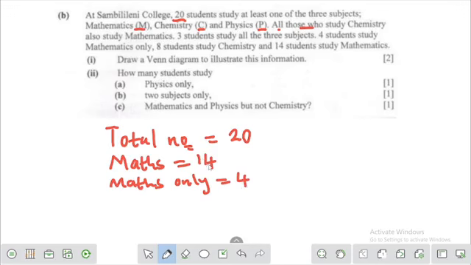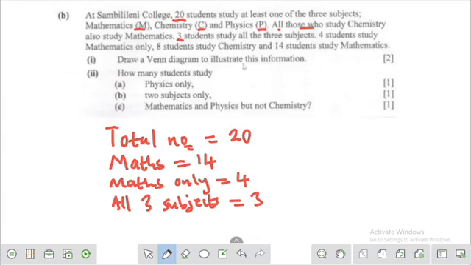Then these 14, this is the total number of students who study mathematics. But from these 14, we have those who study physics and chemistry. Then you have 4 also who study maths only. So you have to differentiate that. Then from there, what is the most important information is this one right here. 3 students study all the 3 subjects. Those who study all the 3 subjects, that is chemistry, physics, and maths, there are how many? There are 3 here.